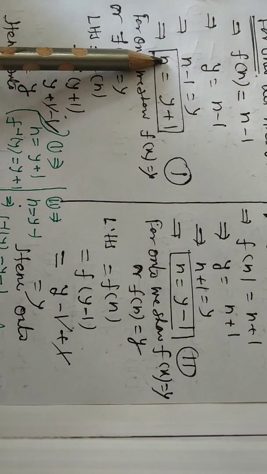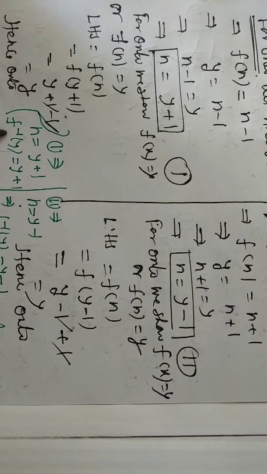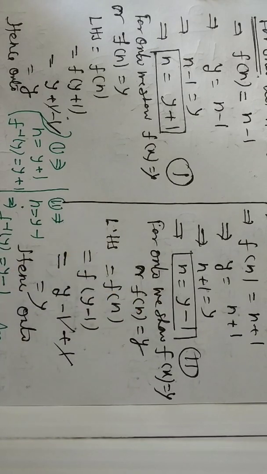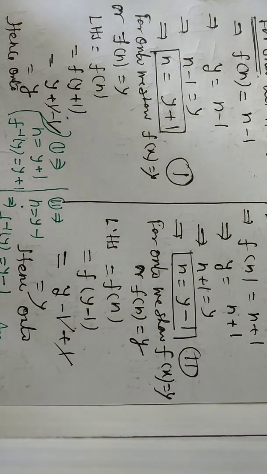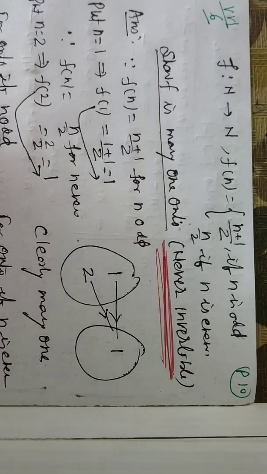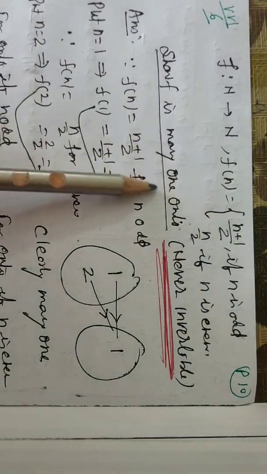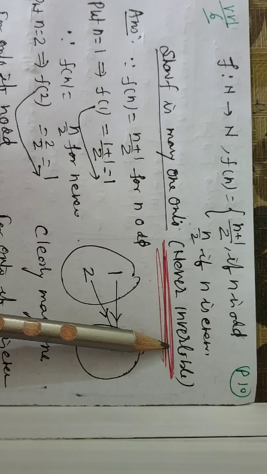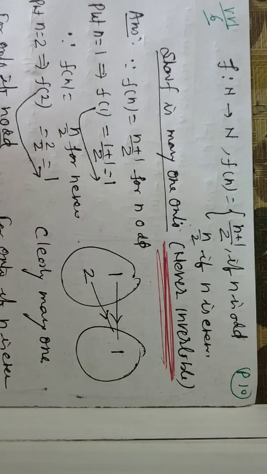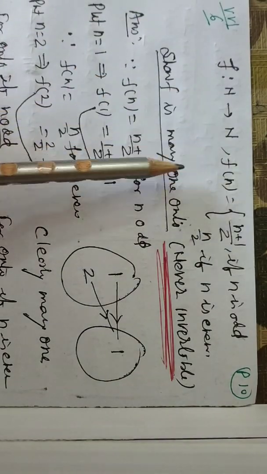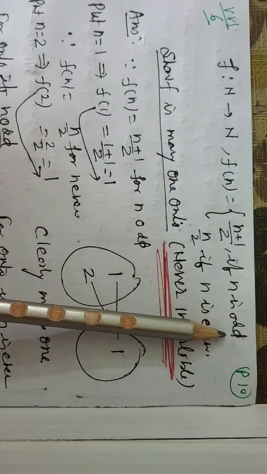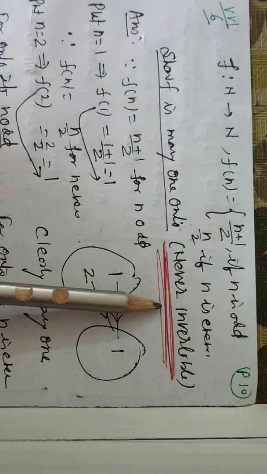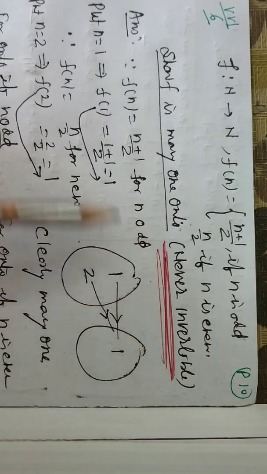If n is equal to y plus 1, f inverse of y is equal to this. If n is equal to y minus 1, f inverse of y is equal to this. Over. We have to show that f is many one function, many one, never invertible. f is a function from N to N and f(n) is equal to this if n is odd, this if n is even. So that f is many one, is never invertible.